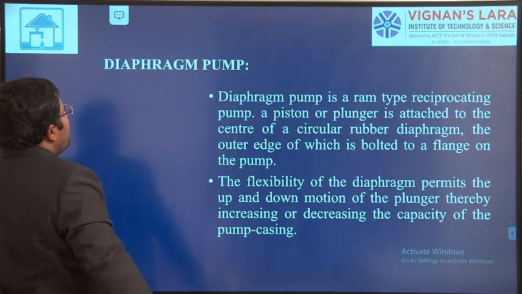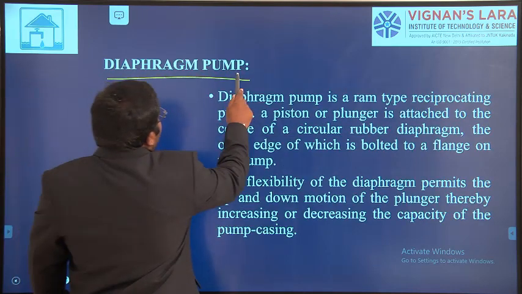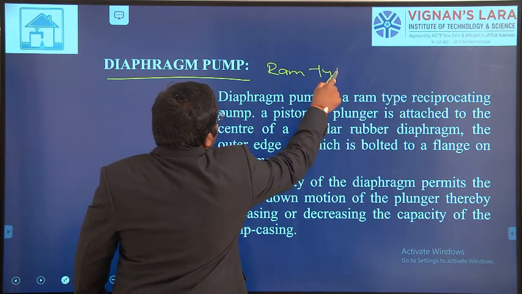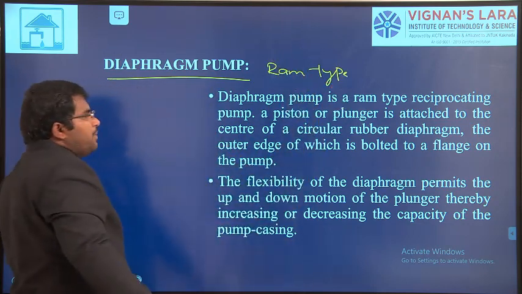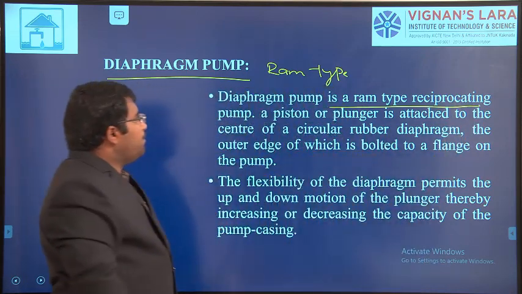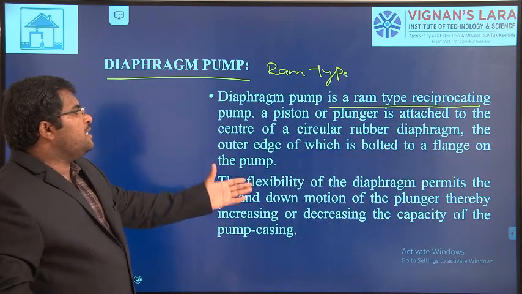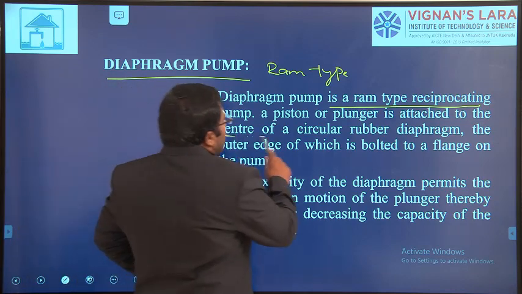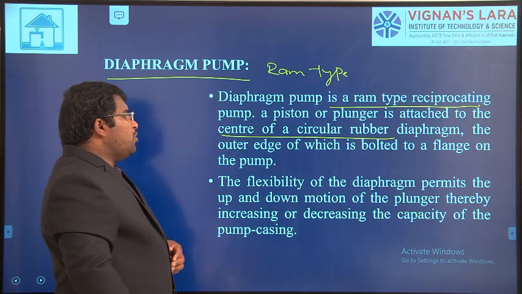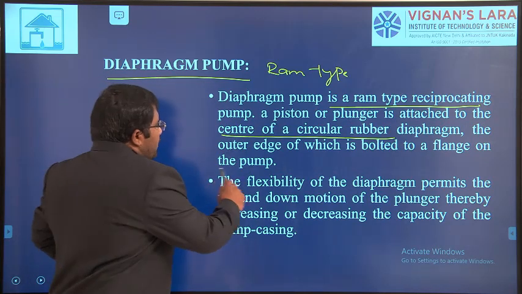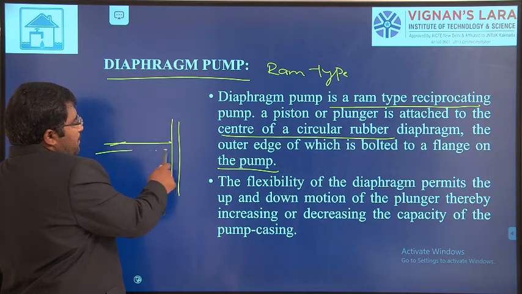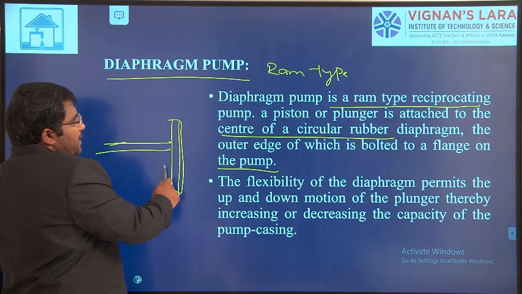Next we will see the diaphragm pump. It is a type of ram type reciprocating pump, okay. That's why he told that this is a ram type reciprocating pump. A piston or plunger is attached to the center of a circular rubber diaphragm, the outer edge of which is bolted to a flange of the pump, okay. We have a flange, right. This is a plunger, this is a flange, right.